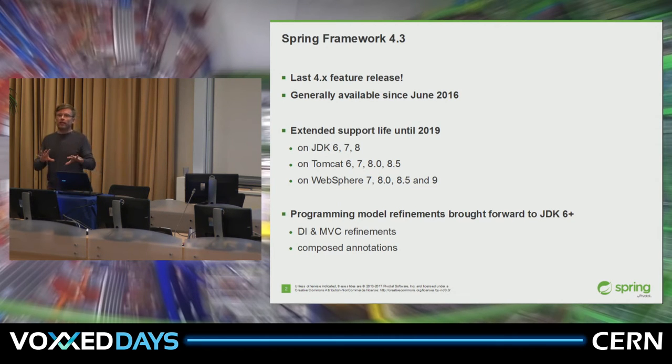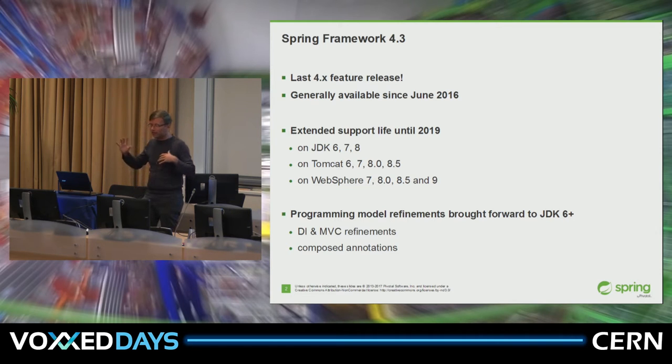This is where we are right now. Spring Framework 4.3 is our production release, already out for soon to be a year, basically. We started the release candidate phase a year ago, and it's GA since early June last year. 4.3 basically is evolving into the same role that Spring Framework 3.2 had for several years. It's going to have an extended maintenance life.